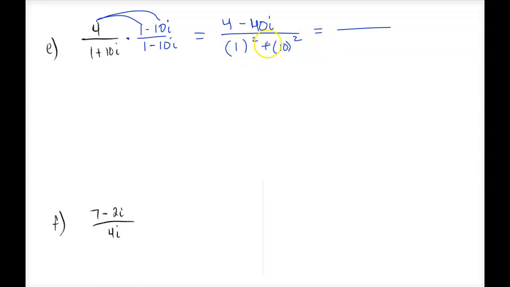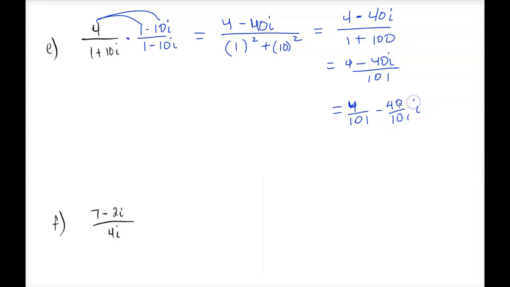In the denominator, we have 1 plus 100. 10 squared is 100 and 1 squared is 1. Still have the 4 minus 40i. So we see that the denominator ends up being 101. And we know that'll be 4 divided by 101 minus 40 divided by 101i as our final answer.